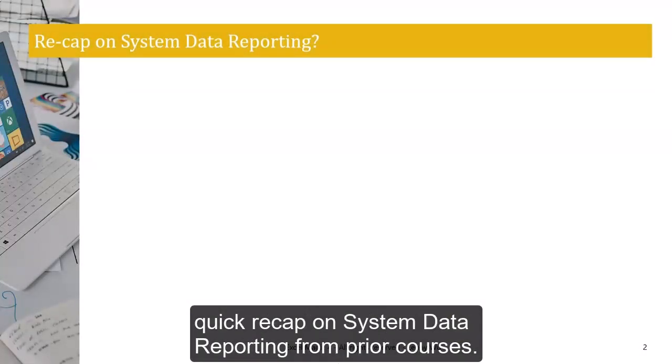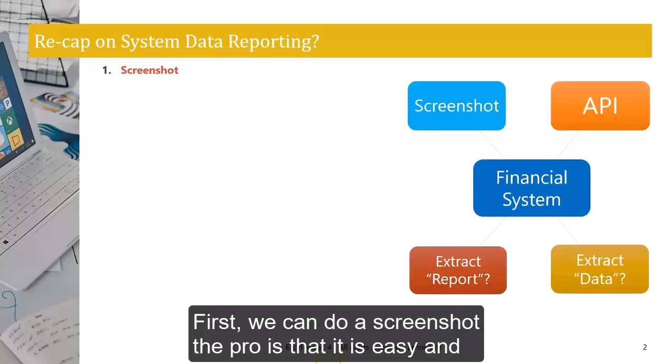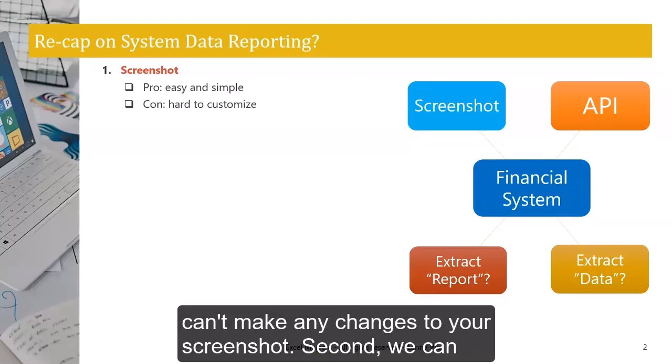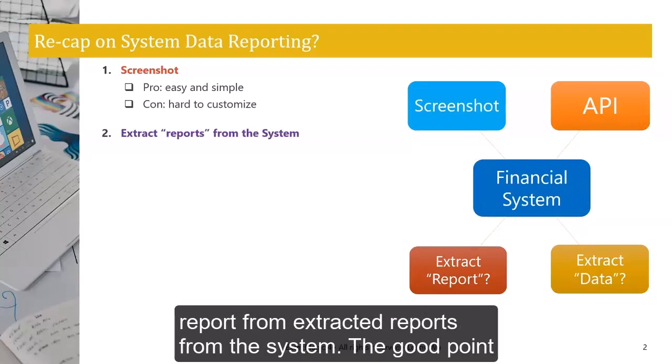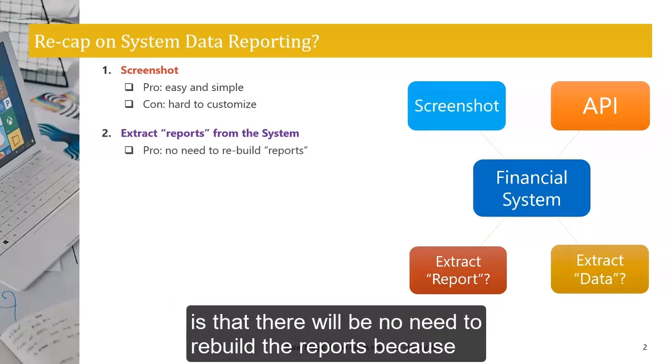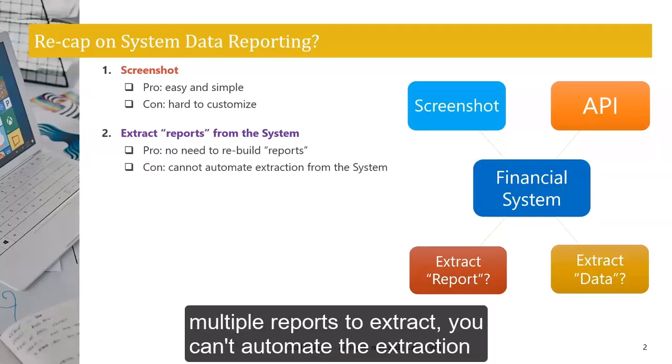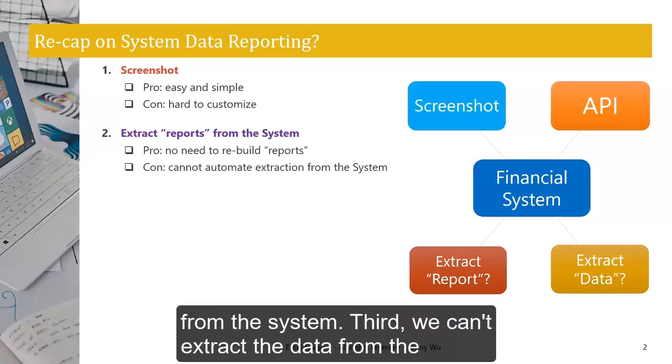Now, let's first do a quick recap on system data reporting from prior courses. First, we can do a screenshot. The pro is that it is easy and simple to make. However, it is hard to customize because you can't make any changes to your screenshot. Second, we can report from extracted reports from the system. The good point is that there will be no need to rebuild the reports because you are extracting the reports themselves. However, if you have multiple reports to extract, you can't automate the extraction from the system.